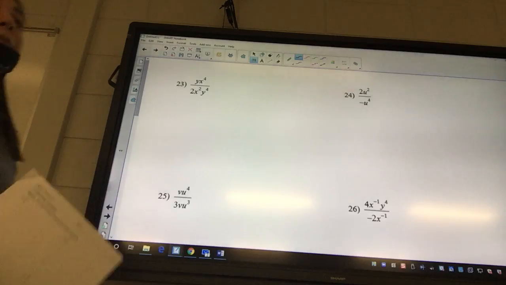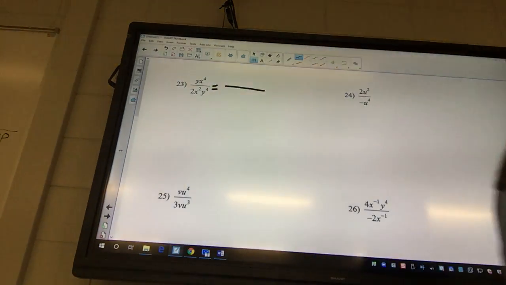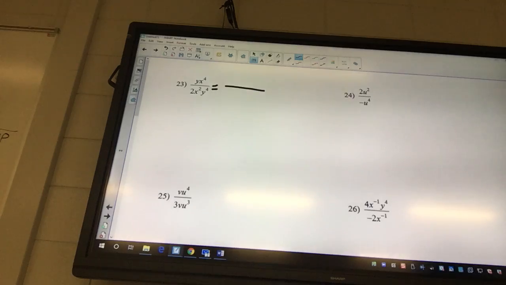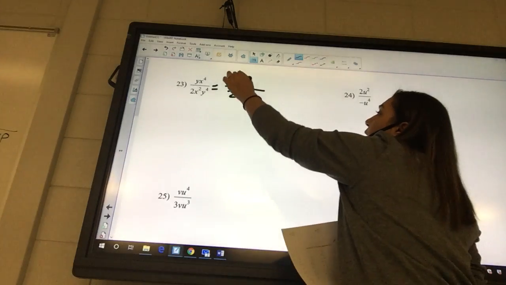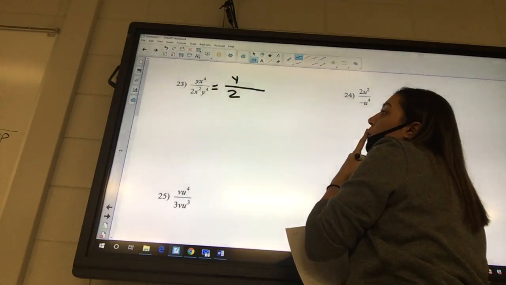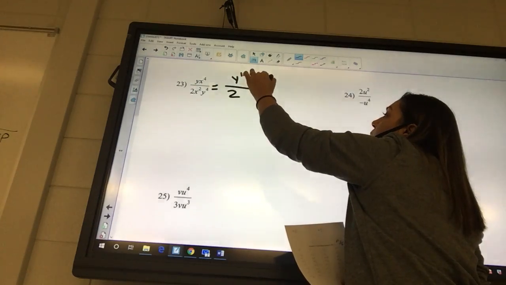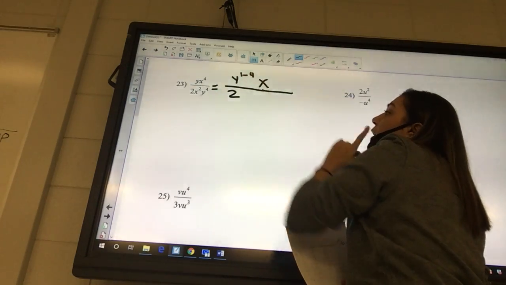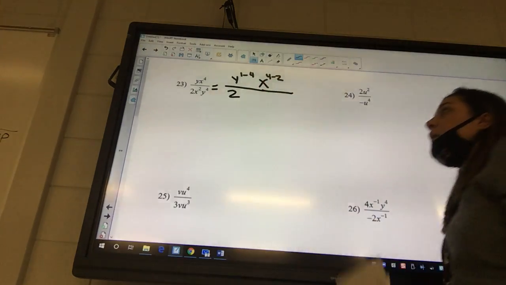Okay, 23. We can draw our fraction bar. What can we fill in? The 2 goes on the bottom. Okay, you're going to have y to the what? 1 minus 4. X to the 4 minus 2. Good job, Trey.